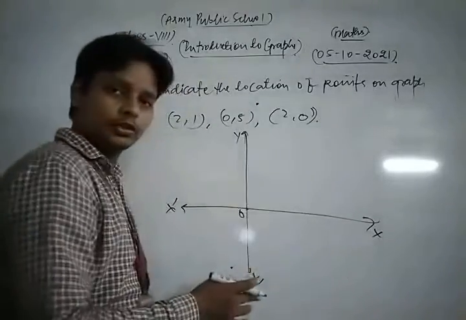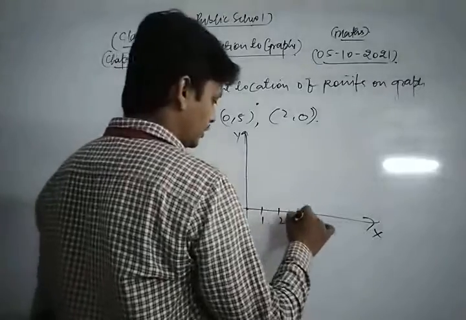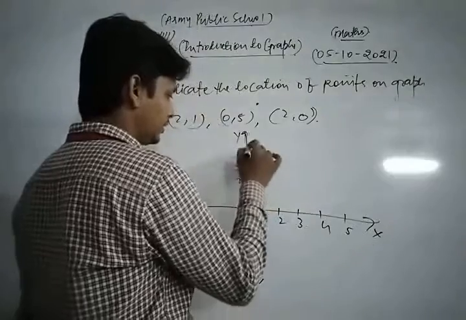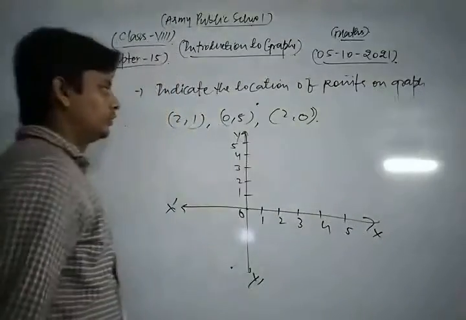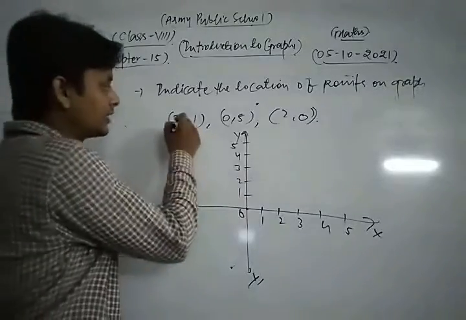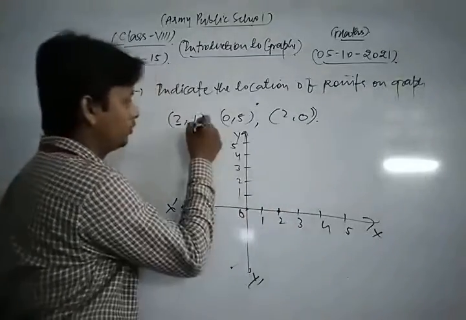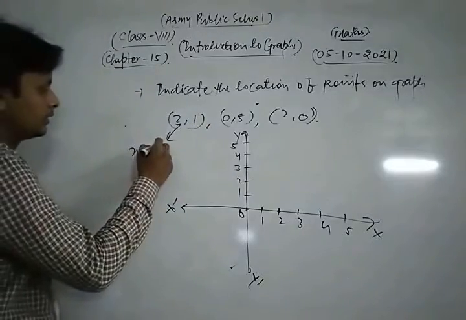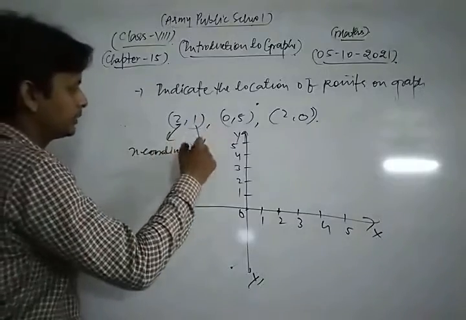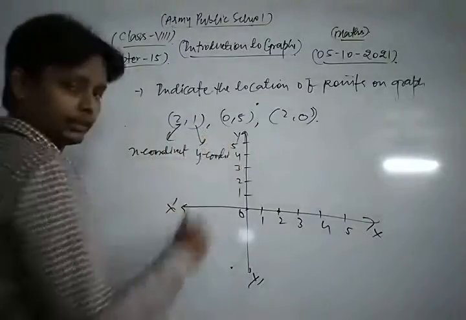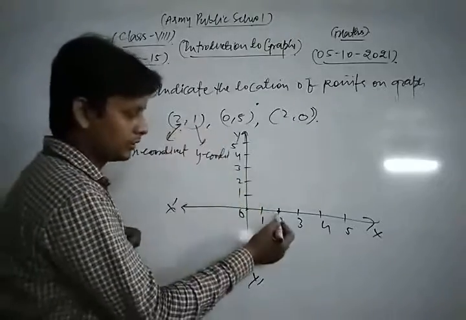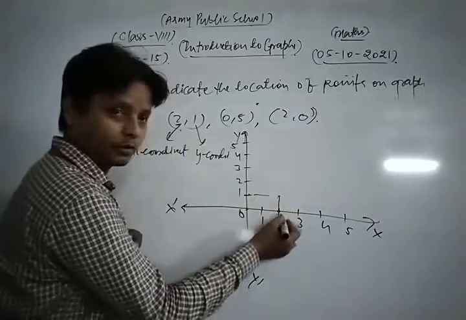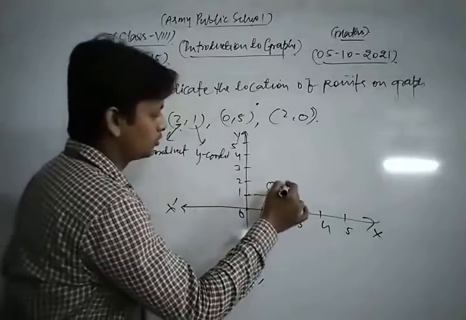So this is the positive direction of x. Here we take plus 1, plus 2, plus 3, plus 4, plus 5, and the same on the other axis. Now (2, 1). Here the x coordinate is 2, so plus 2 is there. Now 1 is positive. This represents the x coordinate, and this represents the y coordinate. So the x coordinate is plus 2 and the y coordinate is plus 1. From that position we go above. So this is the location of point (2, 1).